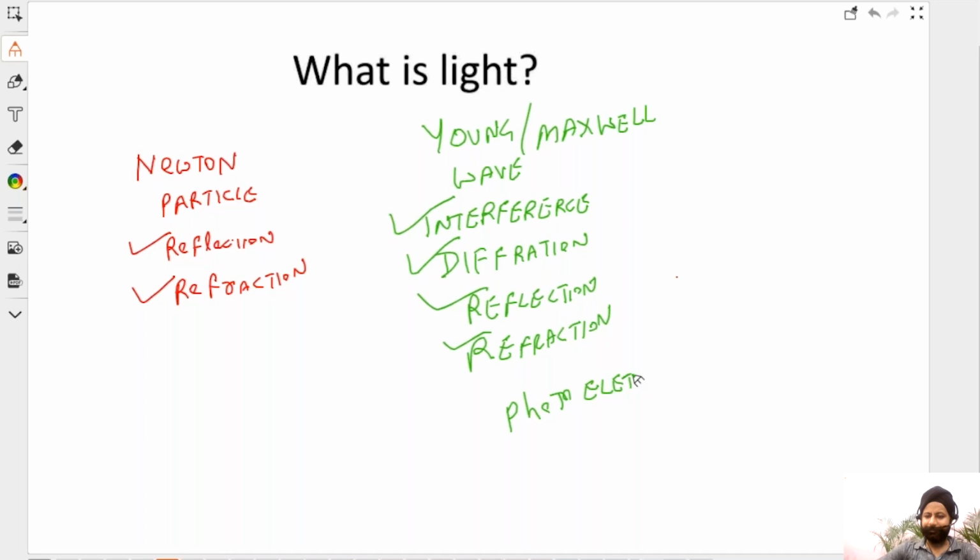Electric, and Compton effect. So these things cannot be explained using the wave nature of light. And then came Mr. Einstein. So you really have to know this history in order to understand what light is actually made up of.